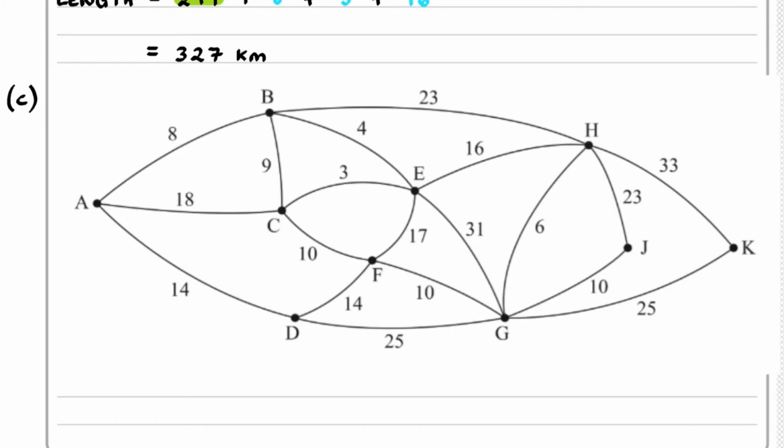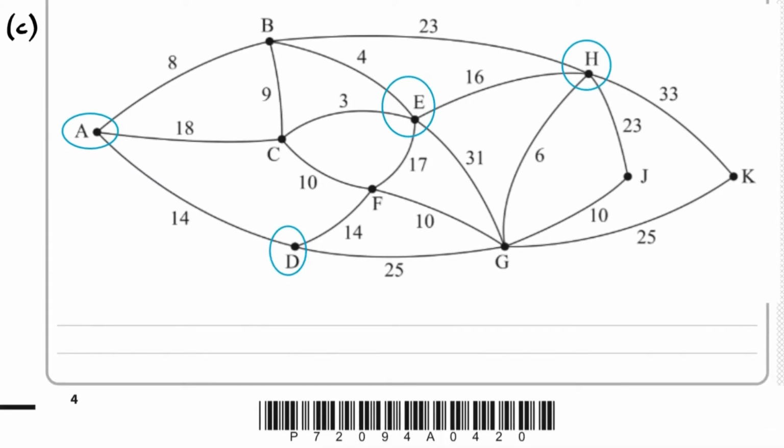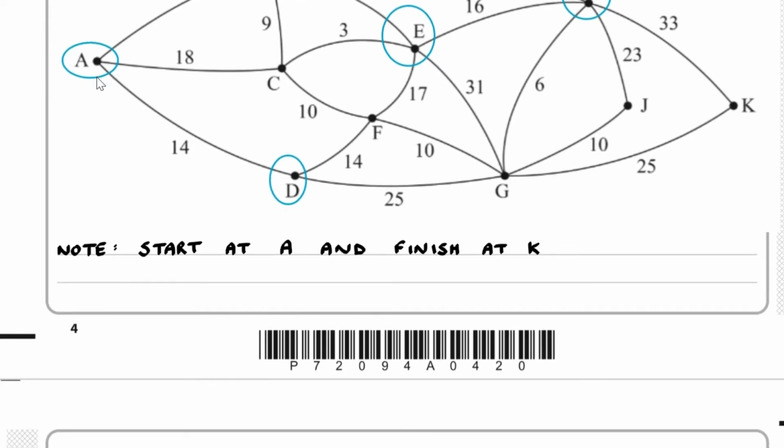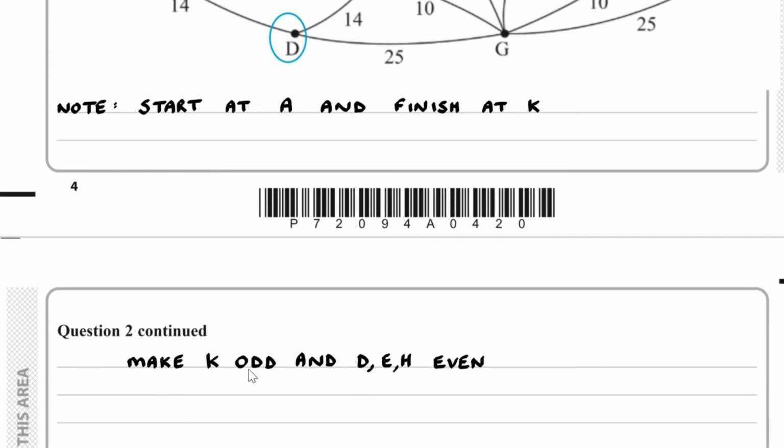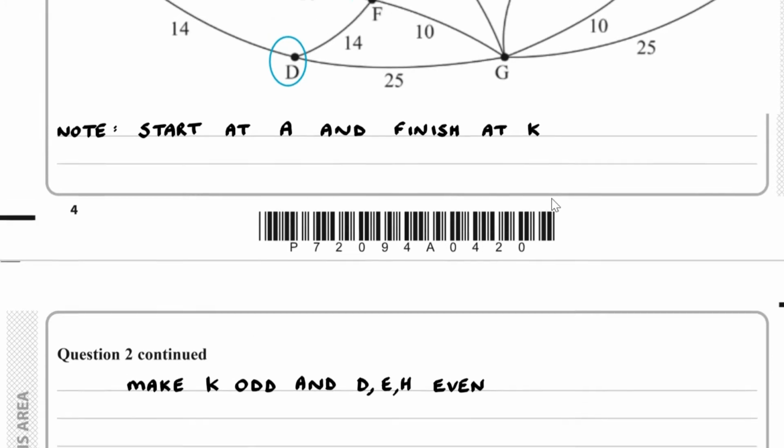So, for part C, we've got our activity network as we see here. And we know that A, D, E and H are odd. Now, there's a couple of things we need to consider. First of all, we start at A and finish at K. We were told that in the question. And what you will find is A is odd, but K is even. And so, we need to make K odd and D, E and H even. This ensures that we start at A and finish at K.